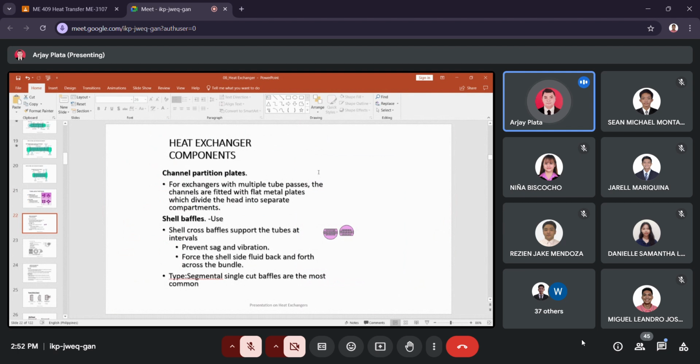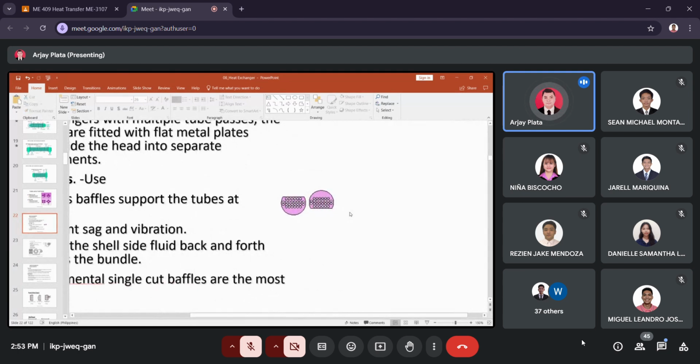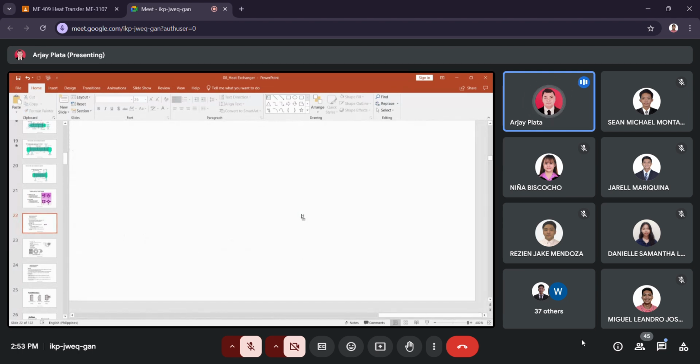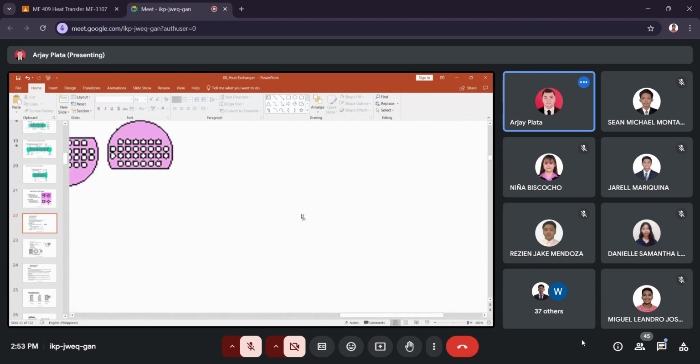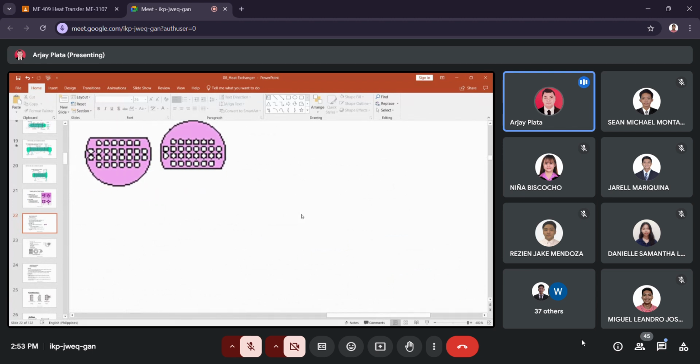Sometimes, we also have other components such as channel partition plates. For heat exchangers with multiple tube passes, the channels are fitted with flat metal plates which divide the head into separate compartments. Then the shell baffle. Sometimes the baffle is cut like this one, a horizontal cut.